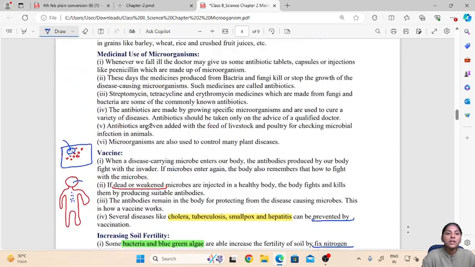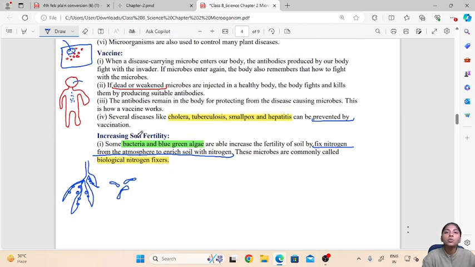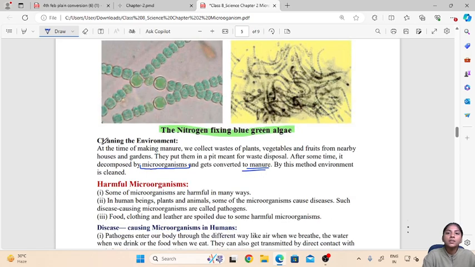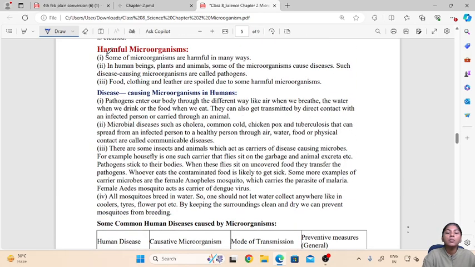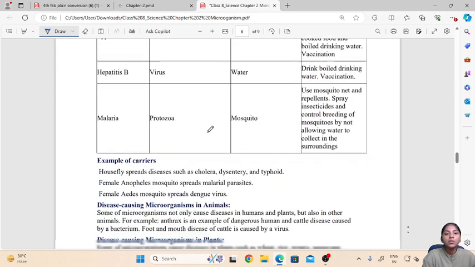So in today's class we have seen how the vaccines work and what role the microorganisms play in vaccination, then increasing soil fertility and the cleaning of environment. In the next class we will learn about the harmful microorganisms and how they affect plant, animal and human lives.